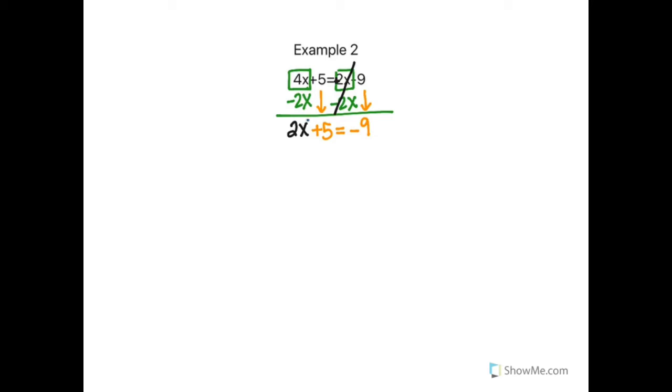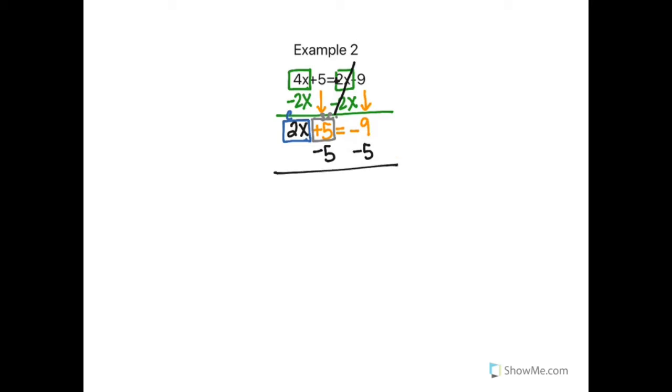Here my couple is now 2x. I'm going to write it up here. And now my side chick here is this positive 5. So now I'm going to go ahead and start moving my side chick to the opposite side. Since it's a positive 5, I'm going to subtract 5 here. And what I do to one side, I must always do to the other.